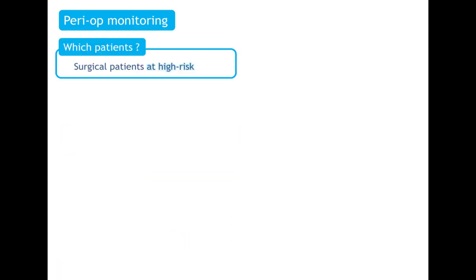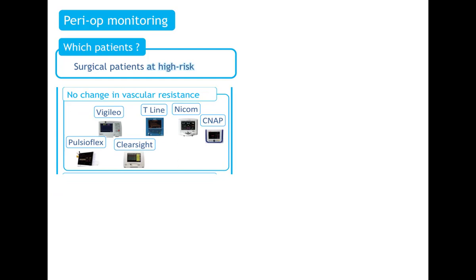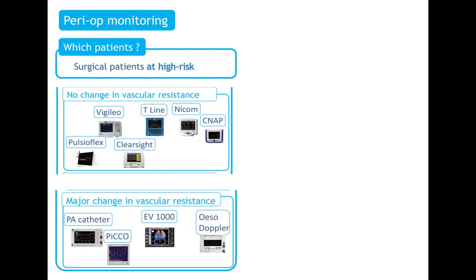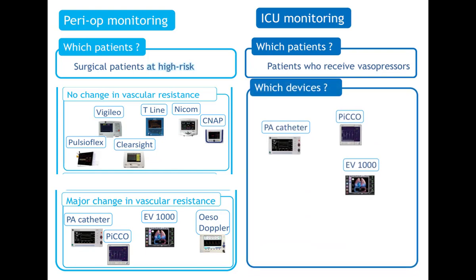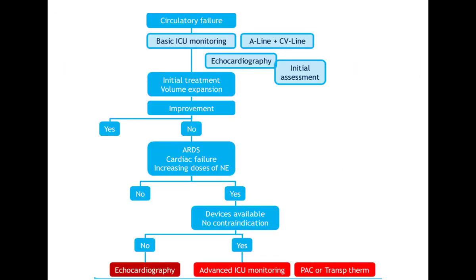So the final take home point is that in perioperative monitoring, only high risk surgical patients should actually go in for any kind of invasive monitoring. If no changes in vascular resistance are expected, then any of these devices, a finger clamp or FloTrac, can be used. But if there are major changes in vascular resistance, then obviously you should go in for a calibrated device or an esophageal Doppler. In ICU monitoring, for those on vasopressors, it all comes down to a calibrated device. At the end of the day, the calibrated device is the go-to device in case of circulatory failure in ICU.